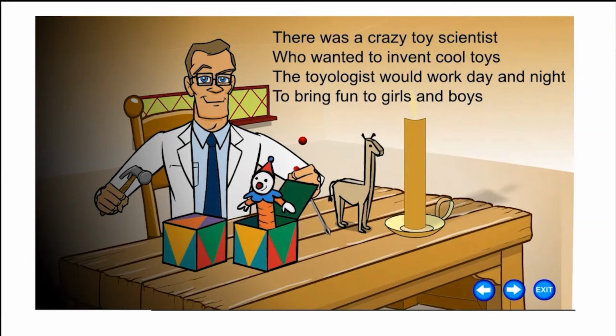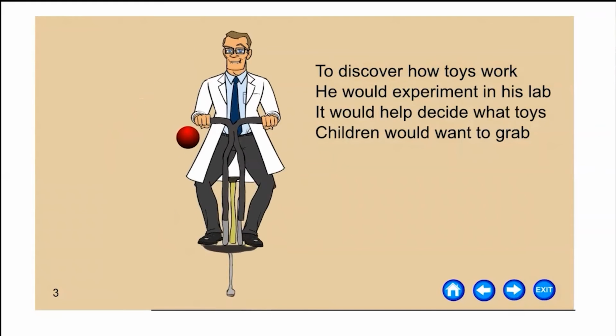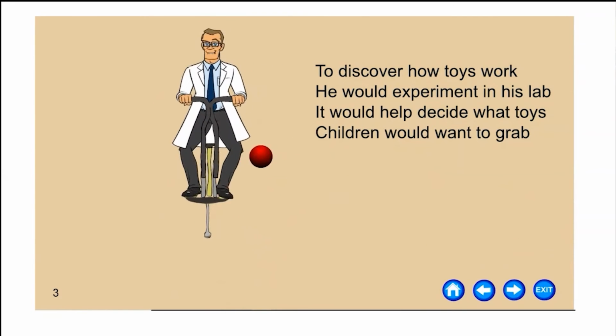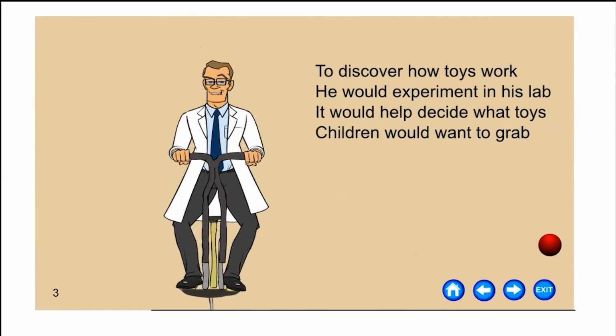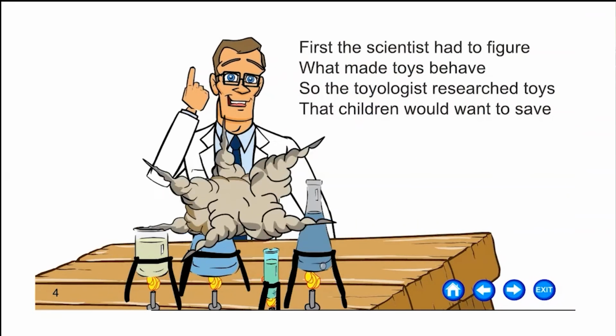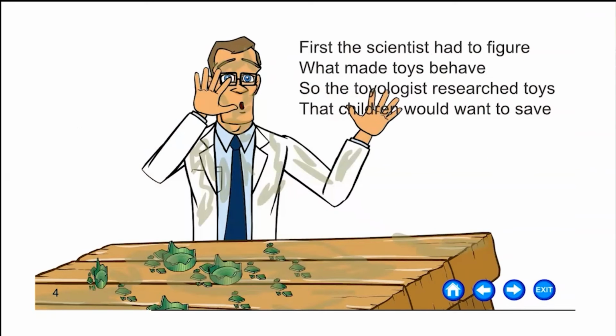There was a crazy toy scientist who wanted to invent cool toys. The toyologist would work day and night to bring fun to girls and boys. To discover how toys work, he would experiment in his lab. It would help decide what toys children would want to grab. First, the scientists had to figure what made toys behave, so the toyologist researched toys that children would want to save.